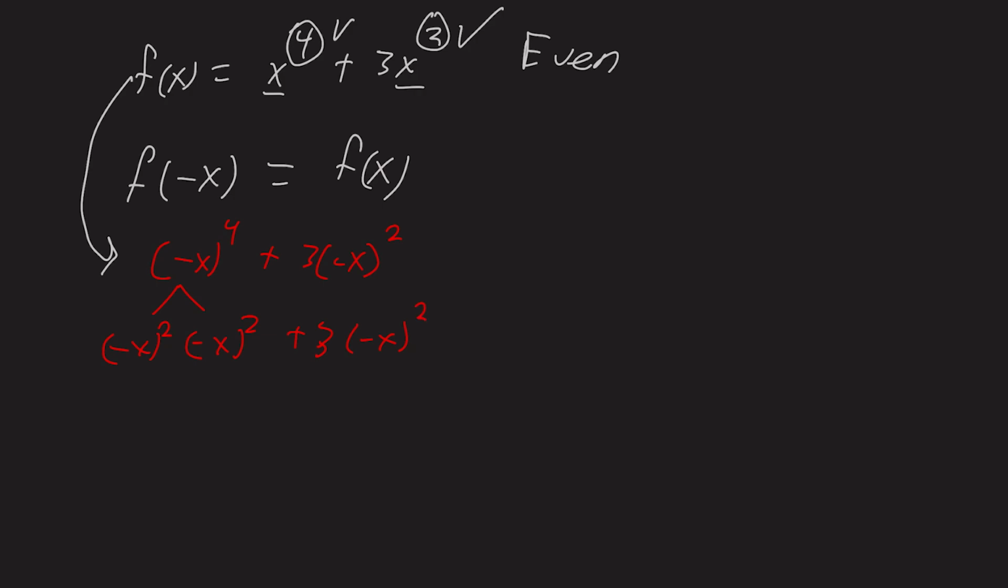Negative x squared is the same as x squared. Negative x squared is the same as x squared. X squared times x squared equals x to the fourth, plus 3 times negative x squared equals x squared. Does this equal that? Yes, then we have rigorously proved that this function is even.